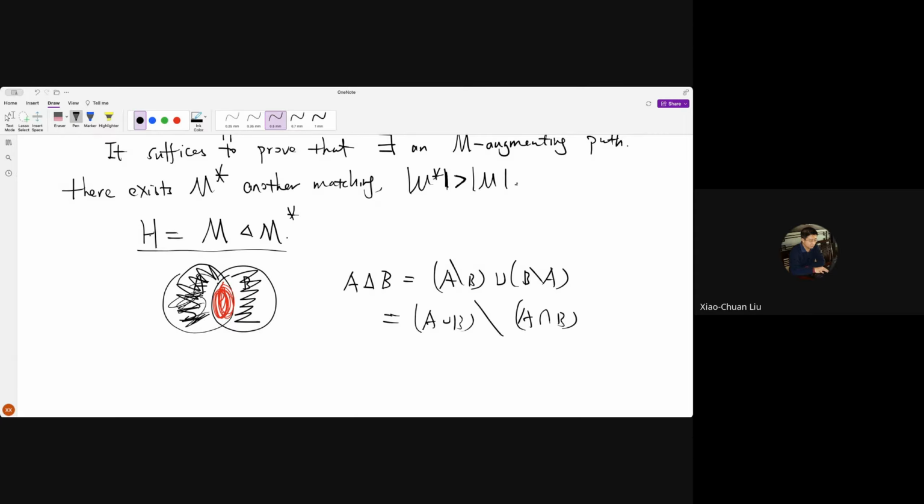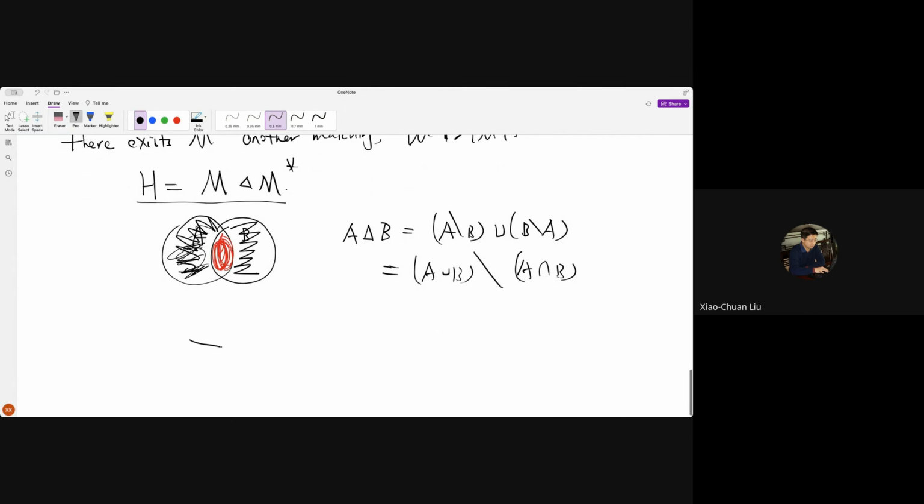So if you define a graph as a symmetric difference of two graphs, it means that, let me make it more clear, this graph H, how do you define it? An edge E belongs to H if and only if E belongs to M.